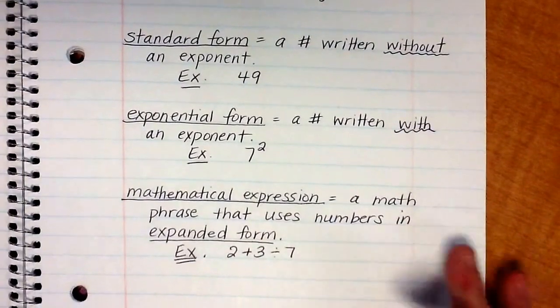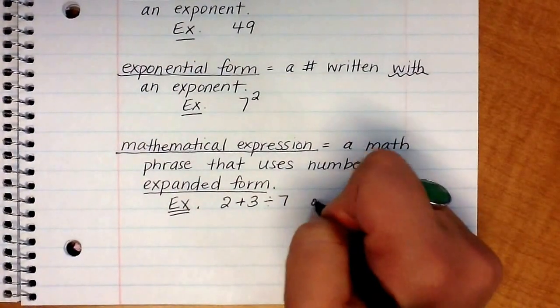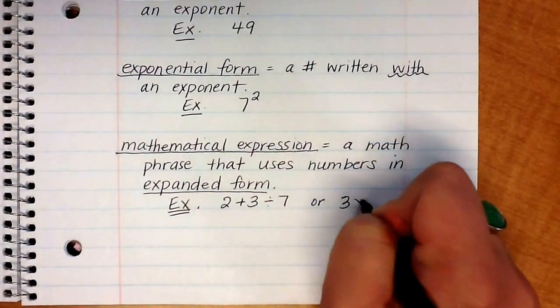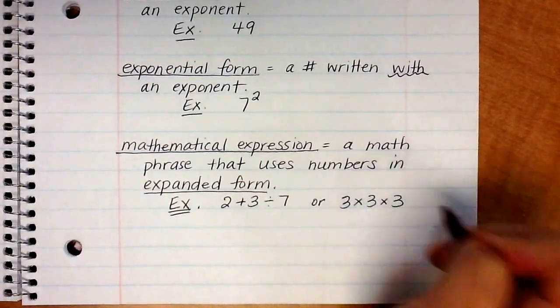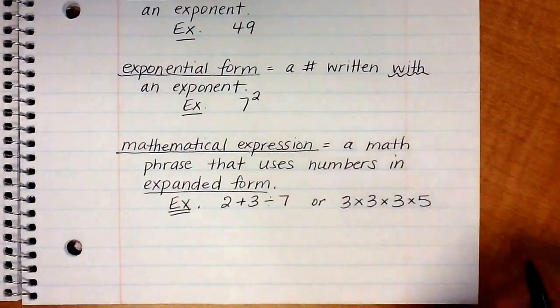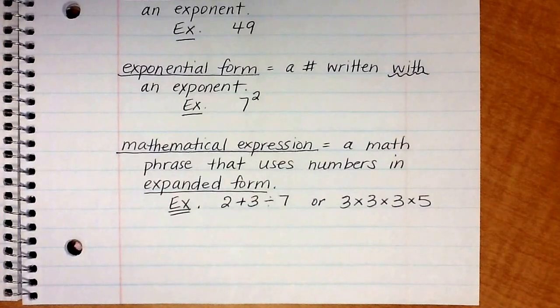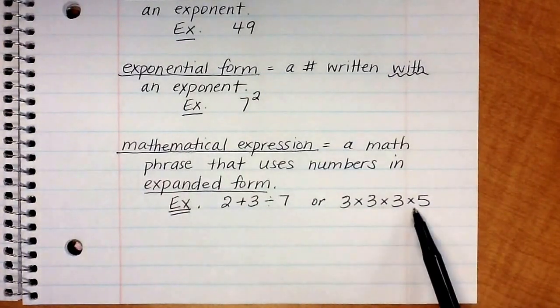Another example of this would be 3 times 3 times 3 times 5. That is also expanded form. And those are expressions because now I'm using multiplication symbols.